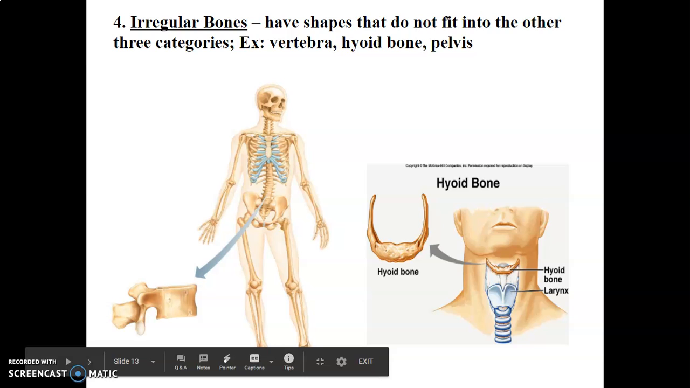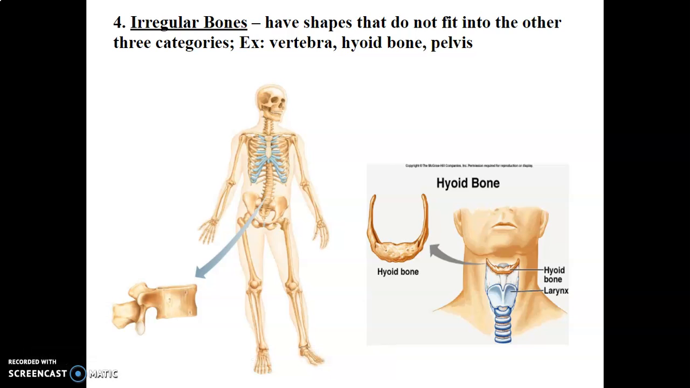Irregular bones are any bones that don't fit in those other 3 categories. So if they're not long, they're not short, they're not flat, they're just irregular. You see some examples here. The vertebrae. If you looked at our skeleton in class, those are some weird shaped bones. The hyoid bone, which is a free floating bone in our throat, holds our larynx open. And then think about the pelvis, the hip, how irregular this is shaped with all these different twists and turns.